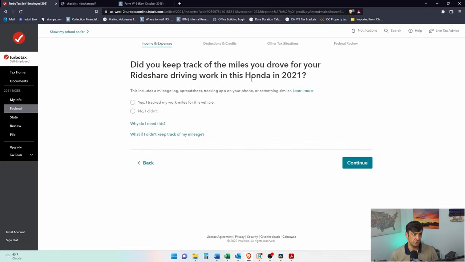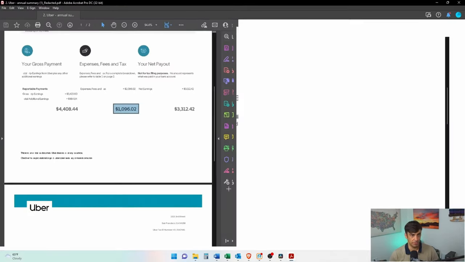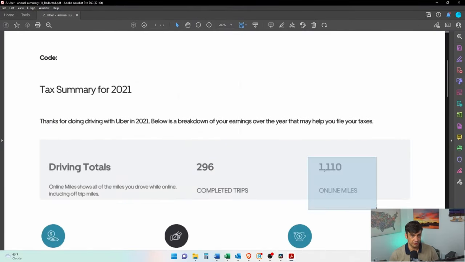Did you keep track of miles you drove for your ride sharing driving work in this Honda? Yeah, I tracked the mileage. So this right here, you'll see, right? That's why this thing is important. This did track your miles. But keep in mind, this only checks miles while someone is actually in the car. If you take someone from one place to another, and then you're sitting there trying to look for another person to pick up, and then you find someone who is, let's say, 5 miles away, you have to drive those 5 miles to pick that other person up. That 5 miles is not getting accounted for here.